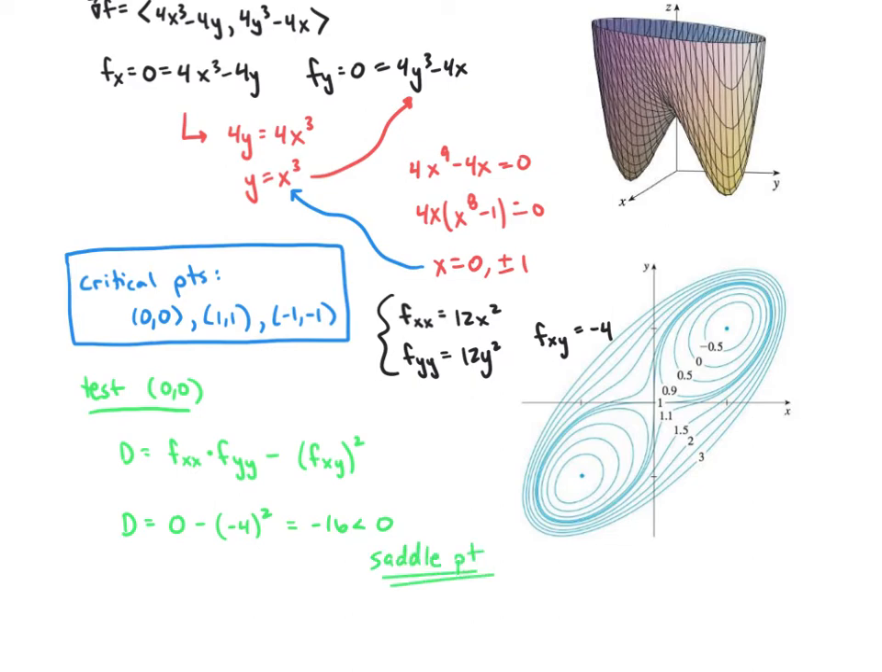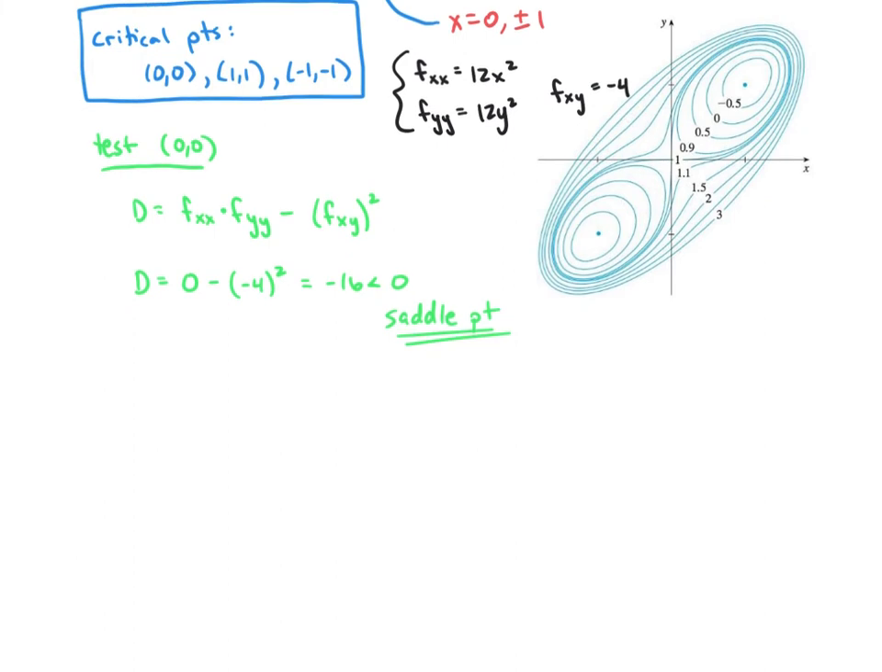Okay, first one is done. Let's try the next one. So we have (1, 1). If I plug in 1 for x and 1 for y, then D will be 12 times 12, minus negative 4 squared, because that's a constant. So this gives me 144 minus 16, which is 128. That's, of course, greater than 0.